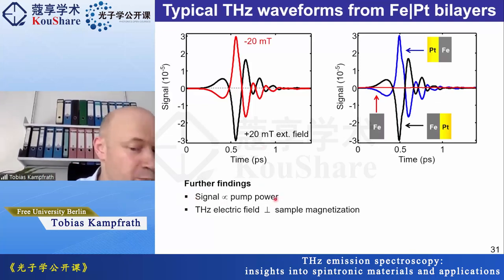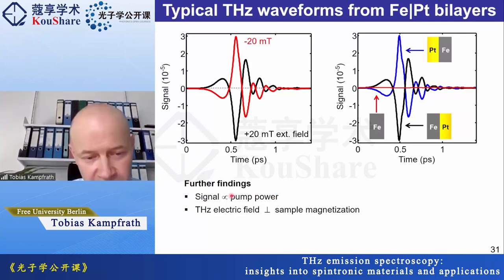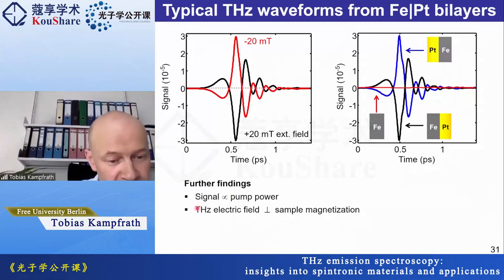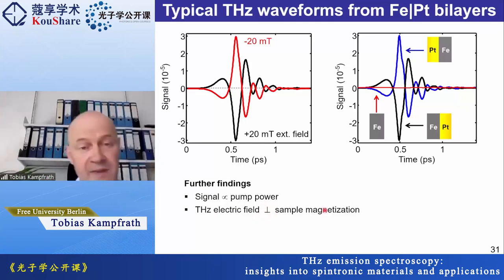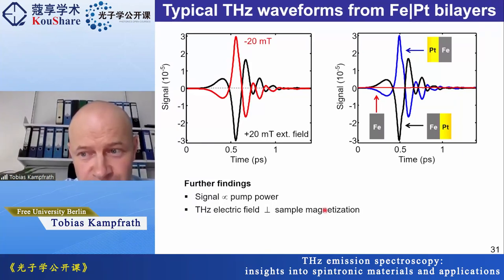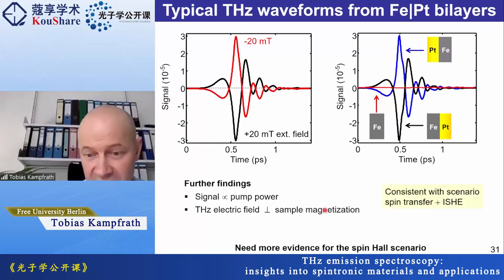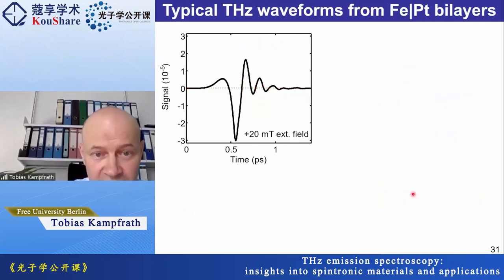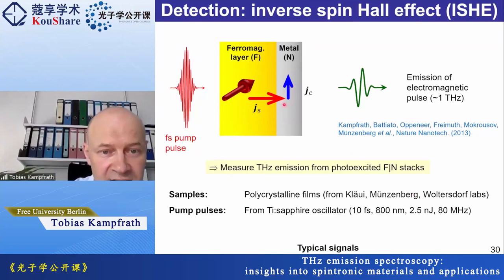So we found that the signal is proportional to the pump power. So this is typical of all photocurrents. And we also found that the terahertz electric field is linearly polarized, and the direction of the terahertz field is always perpendicular to the sample magnetization. So terahertz electric field perpendicular to the sample magnetization. So this is typical for any Hall effect, that the voltage is perpendicular to the external magnetic field. And all of this is consistent with the scenario that I had just shown you on the previous slide. So spin transport and then the inverse spin Hall effect, which generates this charge current.